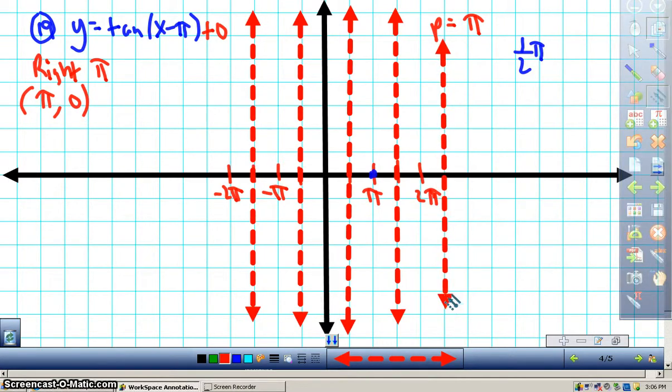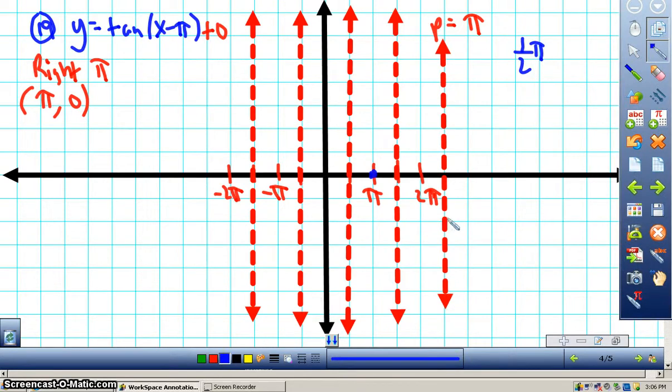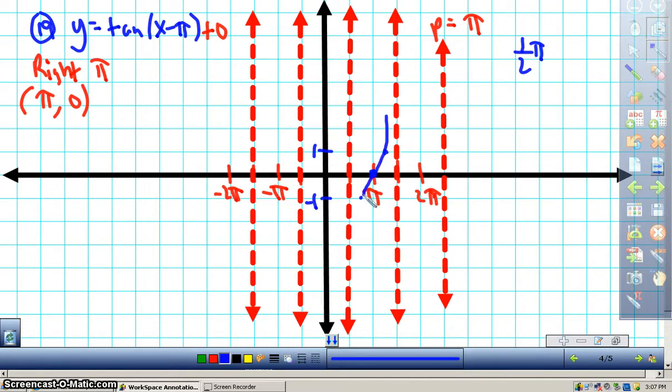Now I want to go ahead and put the points in so you can see what the graph looks like. I already have my starting point, and that's pi comma 0. So I know halfway to the right, up 1. So again, this time I'm only going to go up 1 because the vertical stretch is just 1 there. So halfway in between the point and the asymptote, up 1. And then halfway to the left, down 1. You see how this increases from left to right? That's what the tans are going to do.